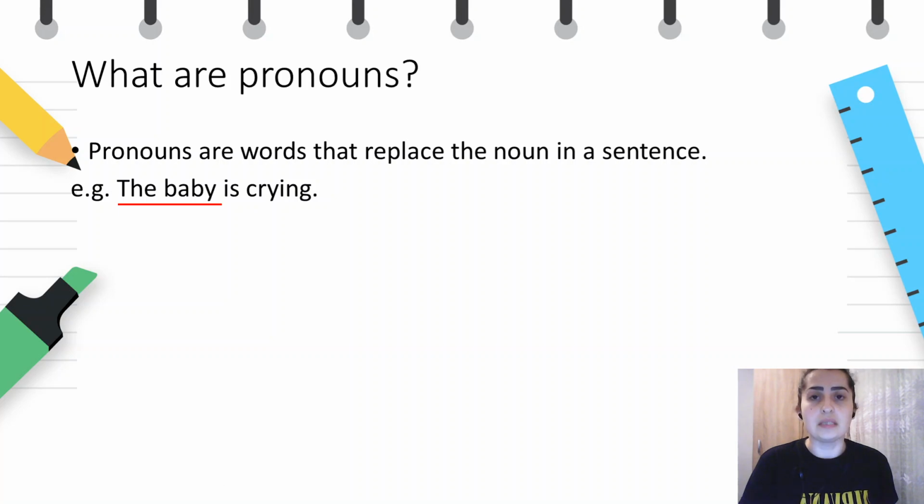The baby is the noun in a sentence. So, as we said, pronouns replace nouns in a sentence. So, in this first example, we have the baby is crying. The baby is the noun in a sentence. So, that means we need to replace the word the baby with a pronoun.